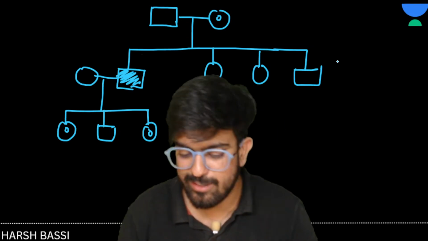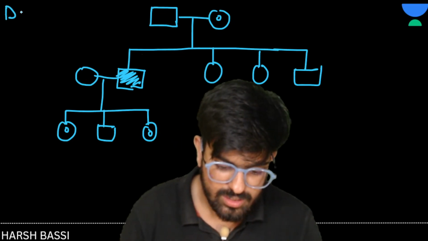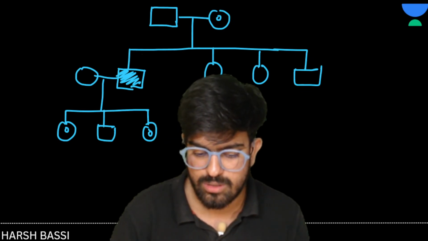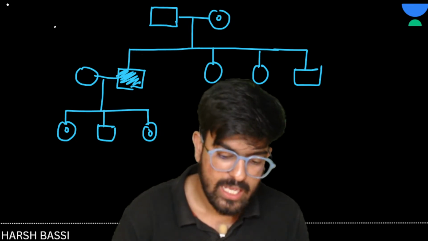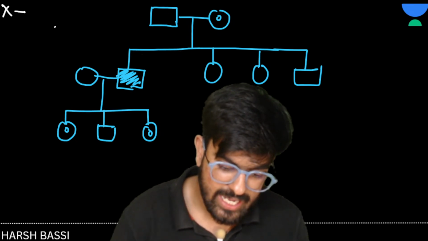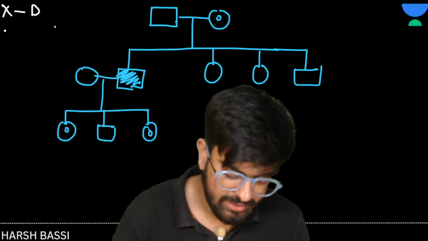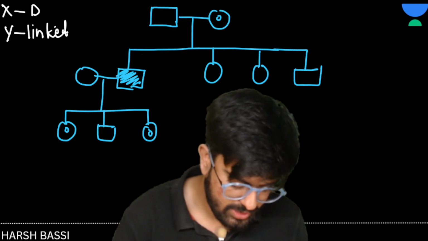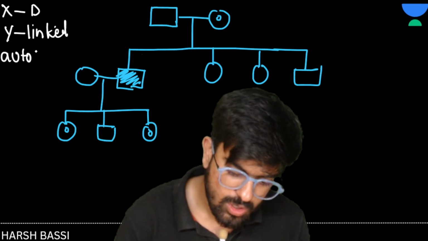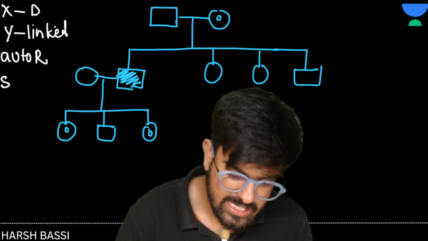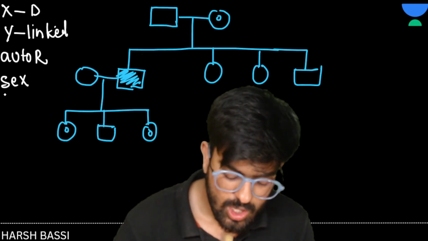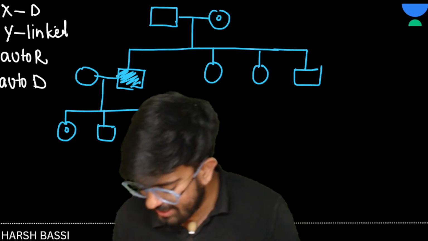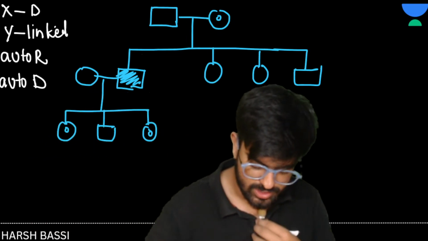Chalo, I'll give you the options. Dominant, X-linked dominant. I'll write the options in short, okay? X-linked dominant, Y-linked, and autosomal recessive, and sex-linked recessive. Okay, autosomal recessive, or you have autosomal dominant. Okay, try it. Try this question.